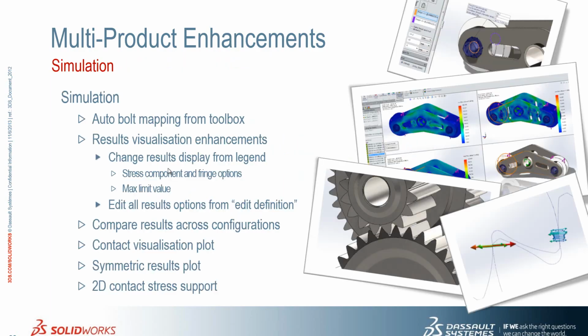Okay, so in summary, we've seen the auto bolt mapping from Toolbox, the enhanced results visualization, so we can change the results from the legend. We can also edit all results options directly from edit definition as well. We can now compare results across configurations. We've seen the introduction of a contact visualization plot, the ability to display symmetric results, and the 2D contact stress support as well in 2D simplification.